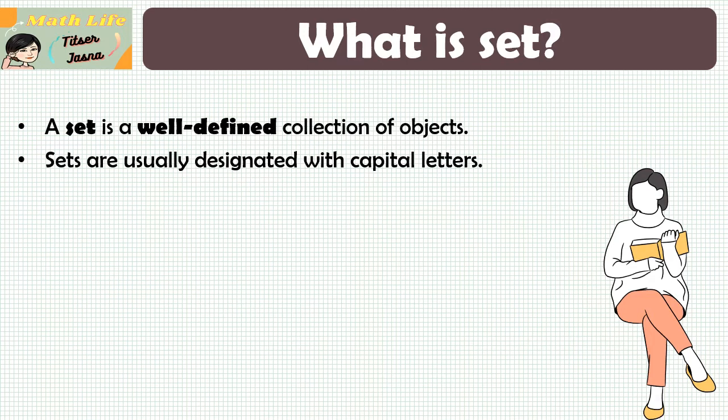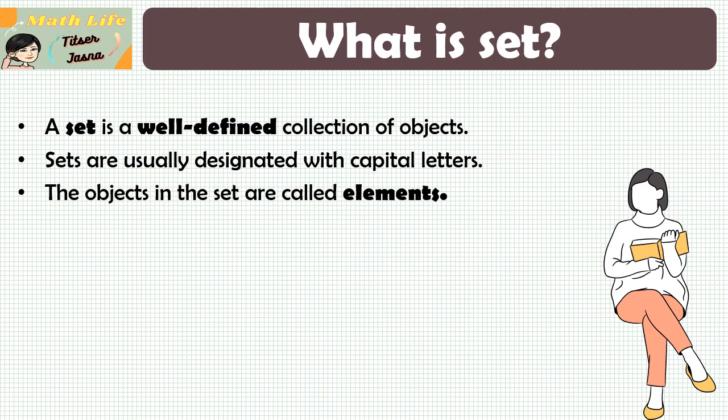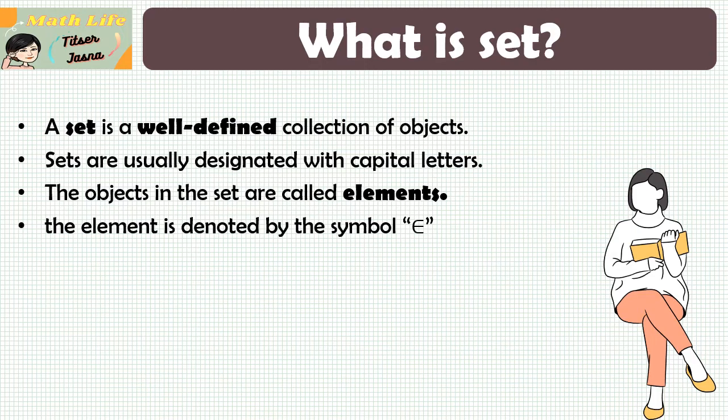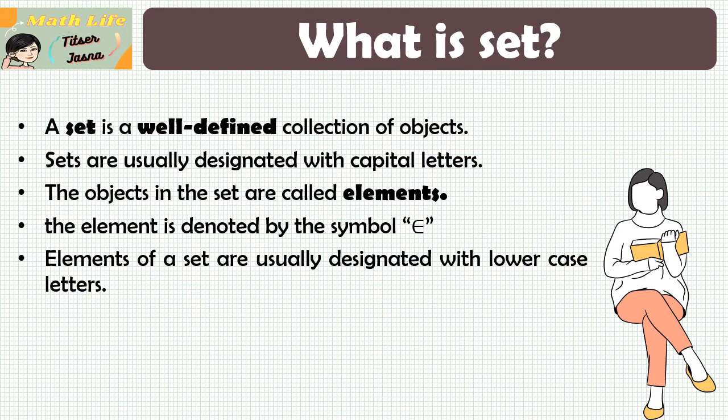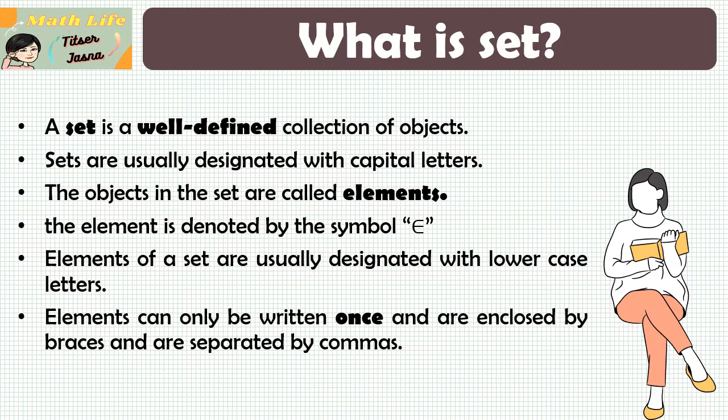Sets are usually designated with capital letters. The objects in the set are called elements. The element is denoted by this symbol. Remember that? Elements of a set are usually designated with lowercase letters. So we use capital letters in naming the set and lowercase letters when we are naming the elements. Elements can only be written once, are enclosed by braces, and are separated by commas.